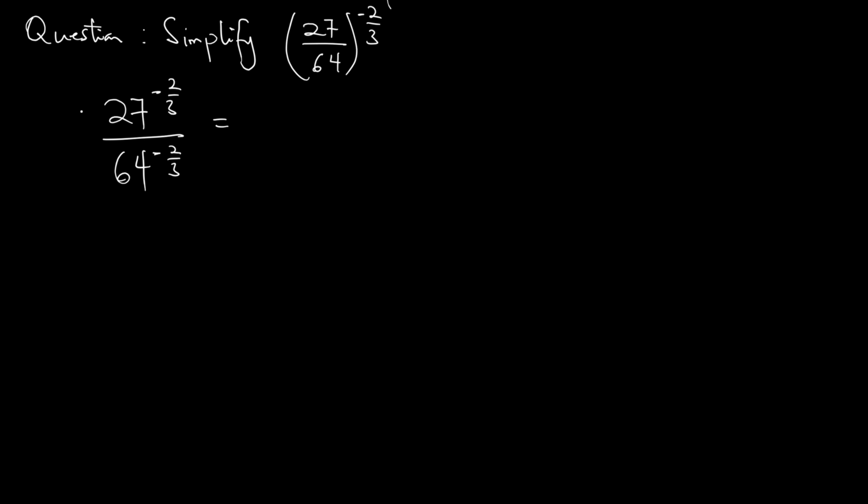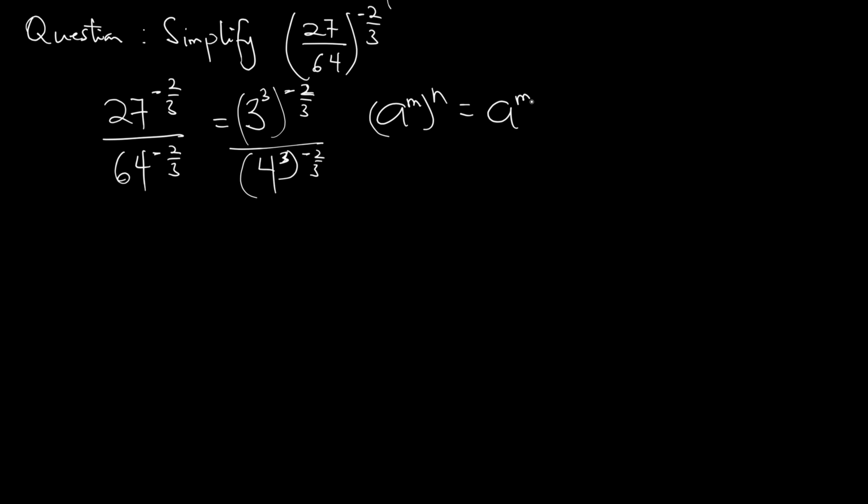Now we can express 27 as a number with an exponent or a power. So 27 can be written as (3^3)^(−2/3). Then 64 can be written as (4^3)^(−2/3). Now here, since we can multiply the exponents, we know that (a^m)^n is equal to a^(m×n), which is equal to a^(mn).